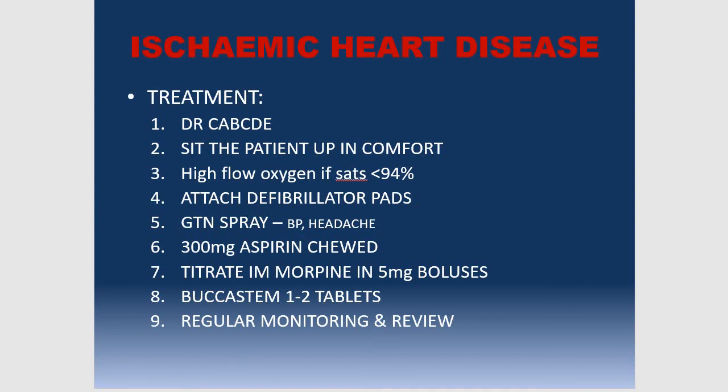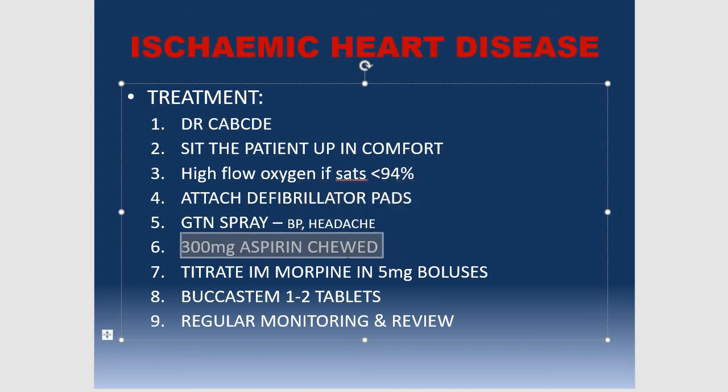GTN spray, so this is what we're going to use. This is the little red tube that you spray underneath the tongue, which works to relax the muscles in the heart arteries and tries to open up that blood vessel. It can cause a really nasty headache and make people feel quite lightheaded because it lowers the blood pressure. Aspirin, 200 milligrams of aspirin.